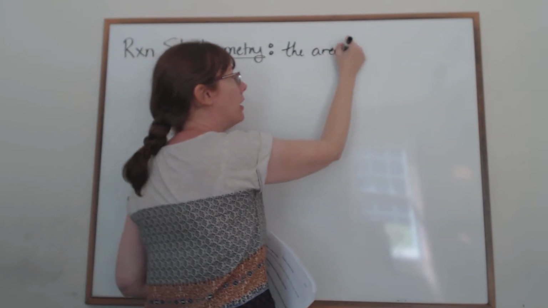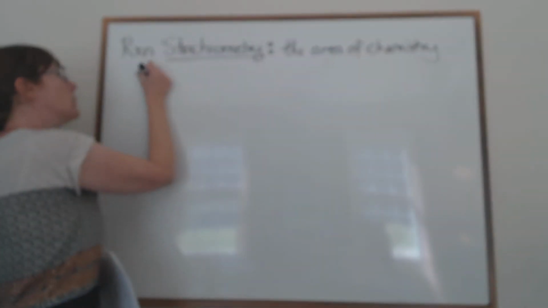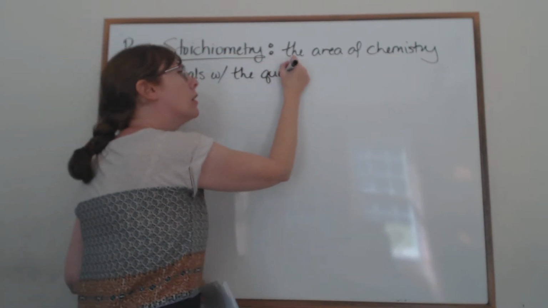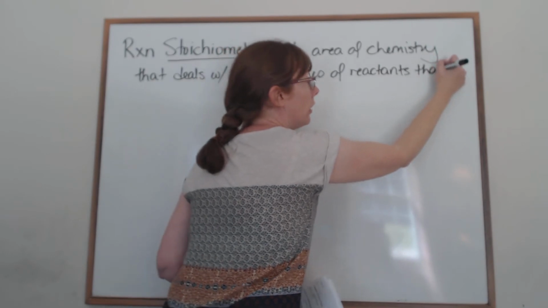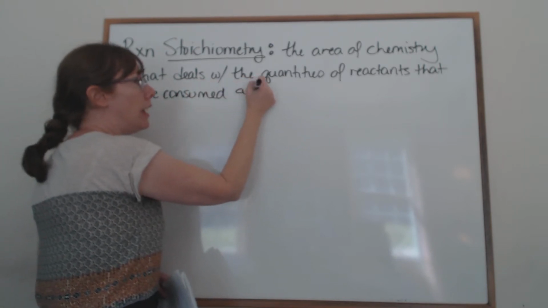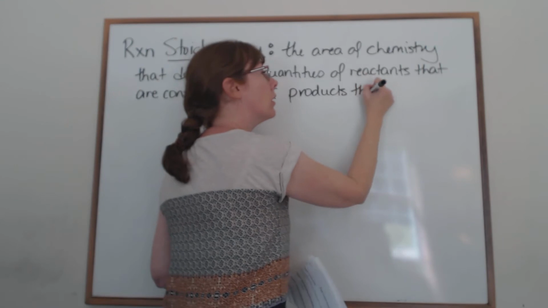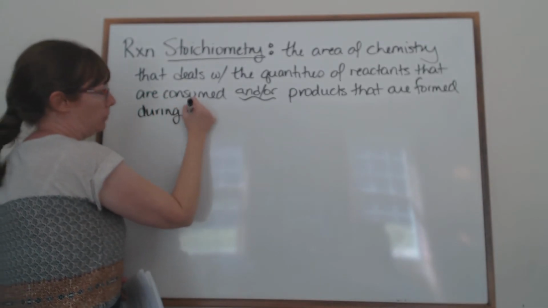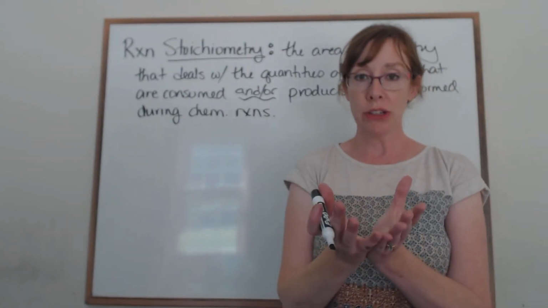Reaction stoichiometry is the area of chemistry that deals with the quantities of reactants that are consumed and or, I mean, you really can focus on anything in the question, and or products that are formed during chemical reactions. Okay, so this is a very practical side of chemistry.